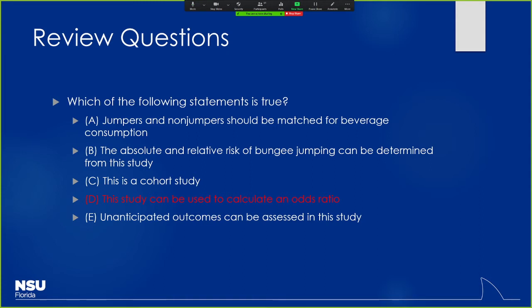Again, remember we said we don't want to match them on consumption of Mountain Dew because that's the risk factor we're actually interested in. That wouldn't really tell us what we want to know. Because we're doing a case control study, you can't determine absolute and relative risk. The way you would do that is if you had done it the other way around: take 500 teens, give 250 of them Mountain Dew, 250 of them not, and then figure out what percentage of each are going to go bungee jumping. In that case, you can determine risk. In this case, we're looking at risk factors, and so odds ratios are what we're going to use for those types of studies.